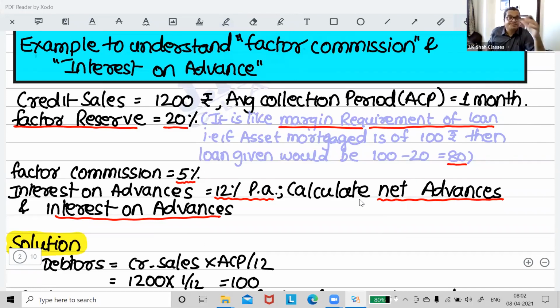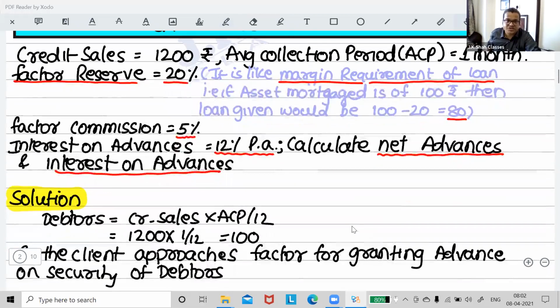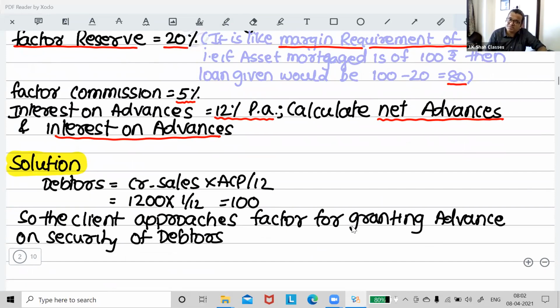So let's start with it. First of all, my debtors. Debtors as usual, credit sales into ACP by 12. So credit sales is 1200, and the average collection period given in the question is 1 month. So 1 by 12, so 100 rupees. When I sell for 1 month, my sale would be approximately 100 rupees.